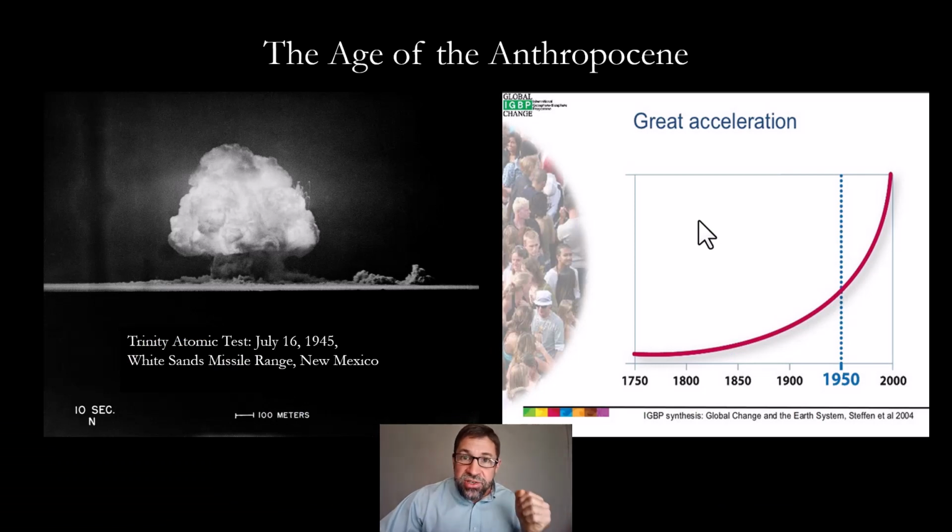On July 16th, 1945, about 400 miles to the east, humanity detonated its first nuclear weapon, leaving a detectable plutonium-239 signature in the geologic record all around the planet and delineating the beginning of a new epoch, the Anthropocene.